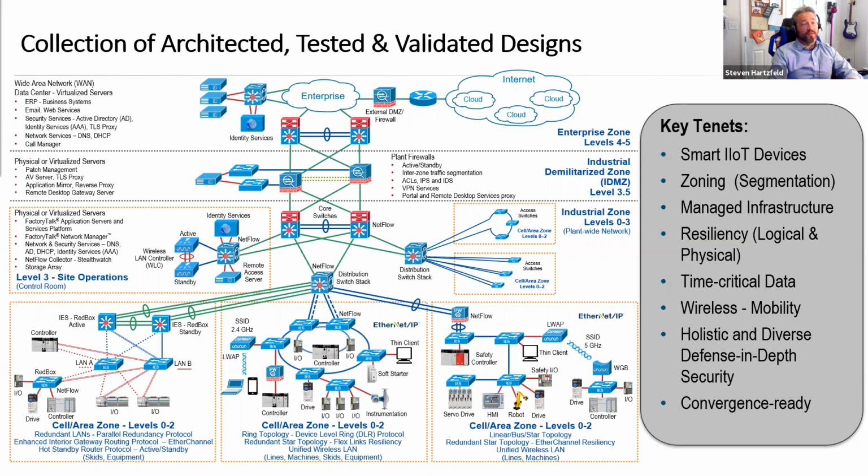We always want to practice holistic and diverse defense in depth security, which states that no one single method or technology is perfect, but working together, many different approaches and tools can combine to create a much more secure environment. And convergence ready. We want our networks to be ready to converge with IT networks, as well as ready to converge with new areas or zones that are added to the network in expansion projects as your business grows.